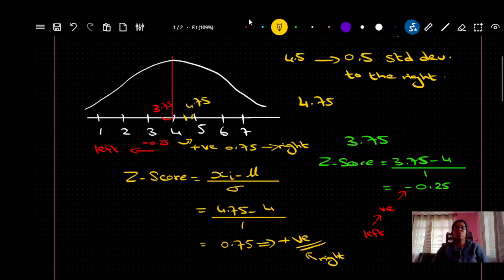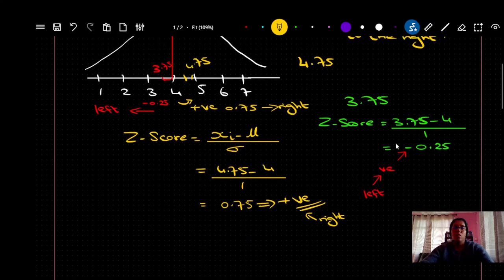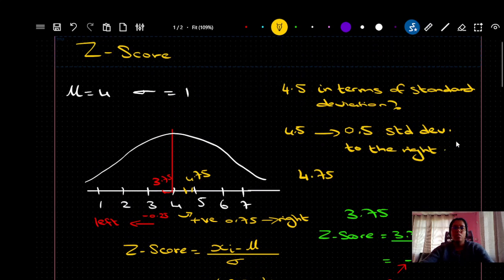I hope you're able to see the concept of z-score, on how you can use z-score to be able to determine where does a number fall in terms of standard deviation in the normal distribution graph. So I hope this is clear and that you understood the z-score concept.